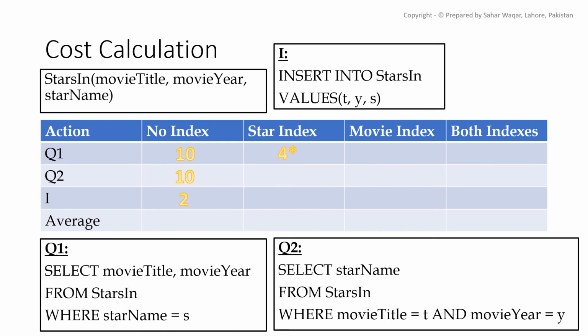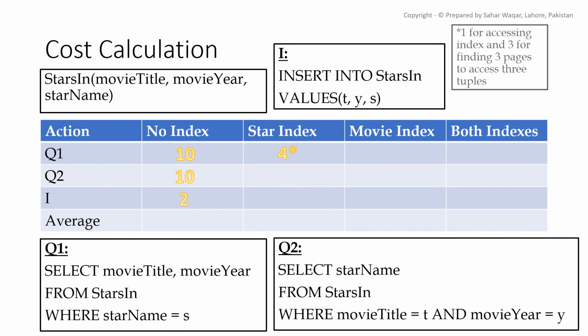For Q2, since there is no index on title and year, and the search is according to star name, we need to get all the relation, that is 10 pages, into the RAM to get the results. For insert, we need to read and write on the index file as well as read and write on the actual pages of the relation, so it makes a total of 1 plus 1 plus 1 plus 1 equal to 4.